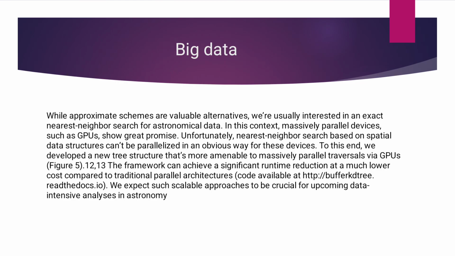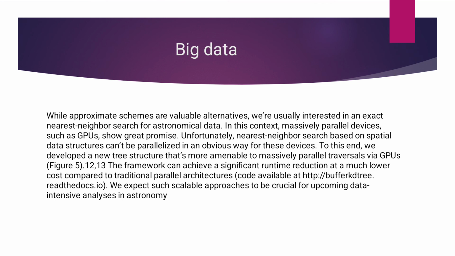Let us look into the big data. While approximate schemes are valuable alternatives, we're usually interested in an exact nearest neighbor search for astronomical data. In this context, massively parallel devices such as GPUs show great promise. Unfortunately, nearest neighbor search based on spatial data structures can't be parallelized in an obvious way for these devices.